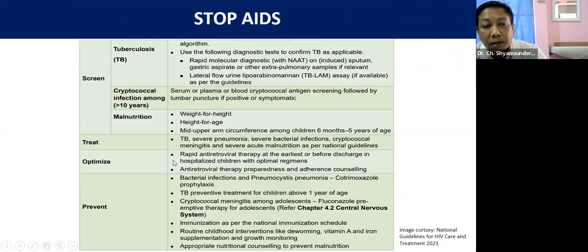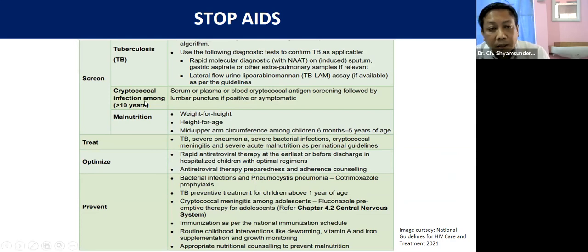This is another elaboration. For tuberculosis, we follow the algorithm and use the following diagnostic tests to confirm TB as applicable. Rapid molecular diagnostic test, nowadays NAAT, is available on induced sputum, gastric aspirate, or other extrapulmonary samples if relevant. Ideally, 2 samples are sent. Lateral flow urine lipoarabinomannan assay, LAM, if available as per the guidelines. Recent data shows that this TB-LAM is more sensitive and specific, as the published literature shows.